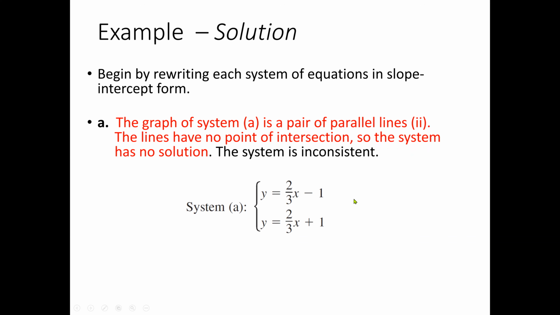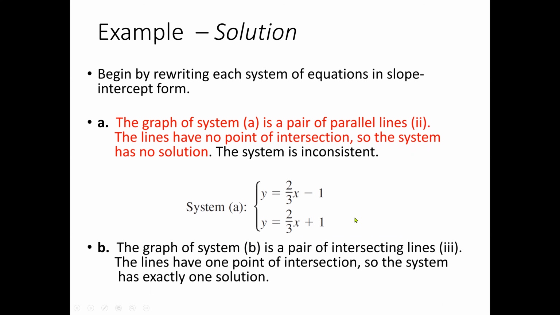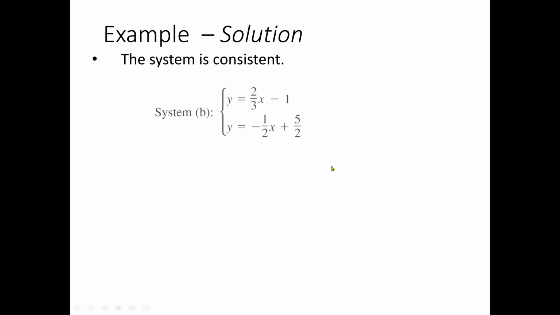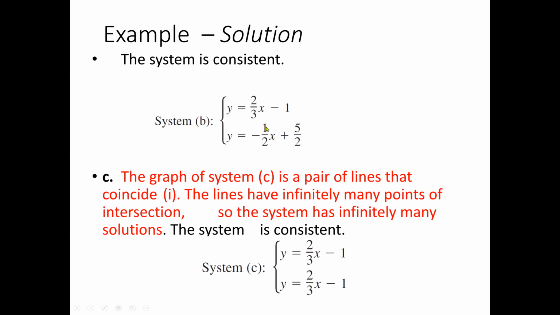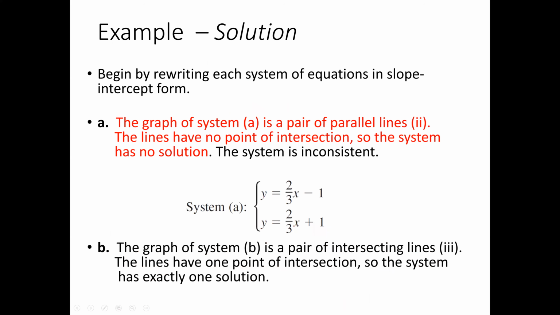So let's look at the second one. The second one is also the same thing. We come up with slope-intercept form for both of them. We have y equals 2/3 x minus 1. The second is y equals -1/2 x plus 5/2. So here we can see the slopes are different. So this means actually we have the solution in the previous slide.